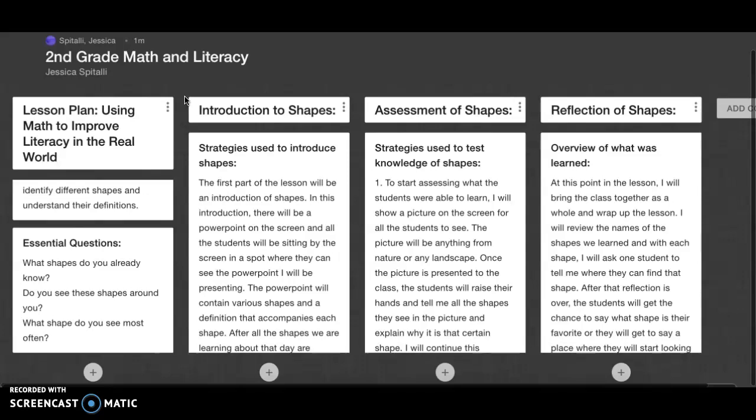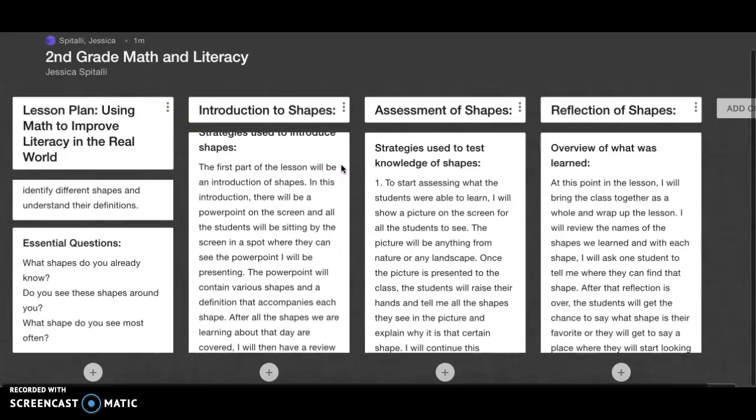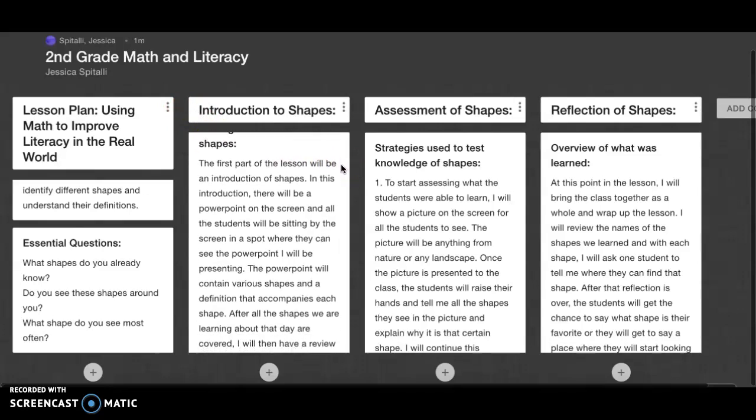So, strategies used to introduce shapes. I wanted to start this lesson by having all the kids together, so it's more of a guided practice type of lesson. The first part of the lesson will be an introduction of shapes. In this introduction, there will be a PowerPoint on the screen, and all the students will be sitting by the screen in a spot where they can see the PowerPoint I will be presenting.